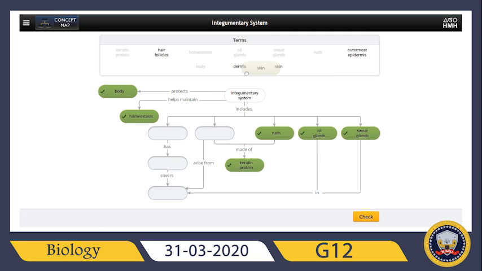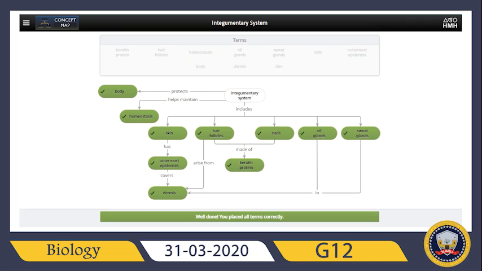Because it includes skin, has outer epidermis that covers the dermis. The hair follicles arise from dermis. Yes, exactly. Because integumentary system protects body, helps maintain homeostasis, includes skin, hair follicles, nails, oil glands, sweat glands.